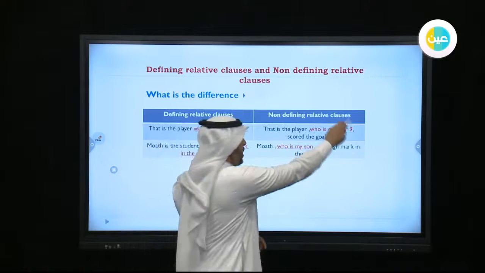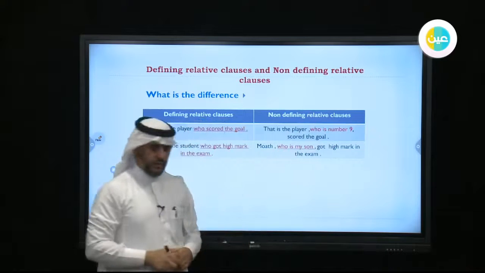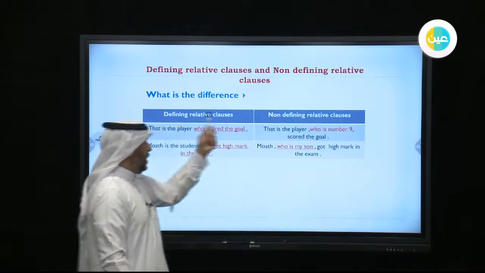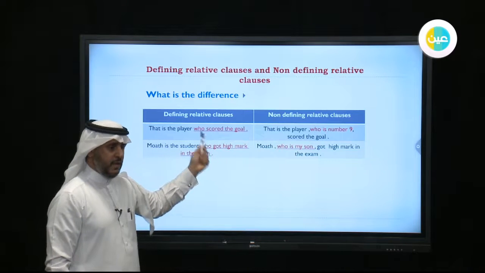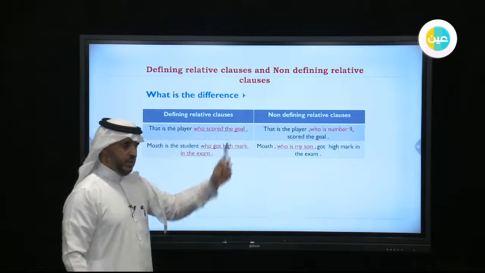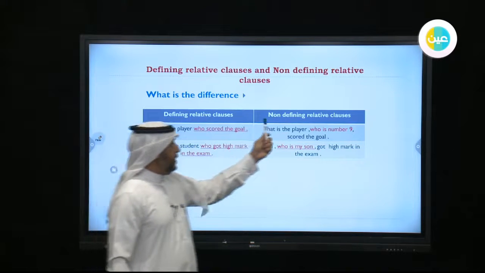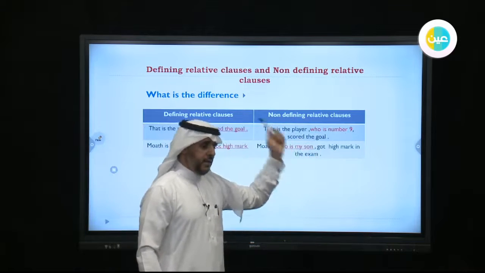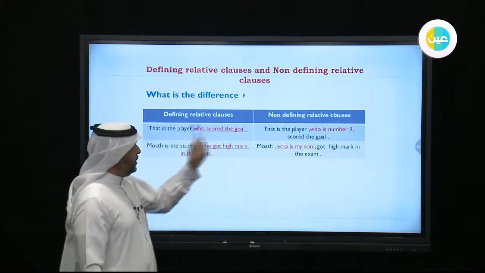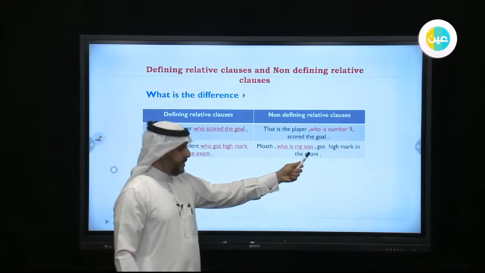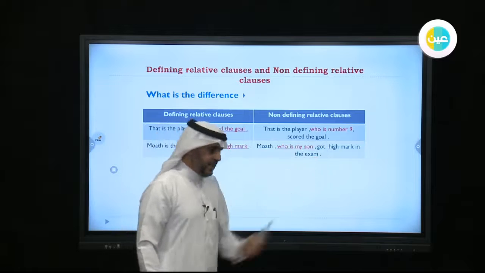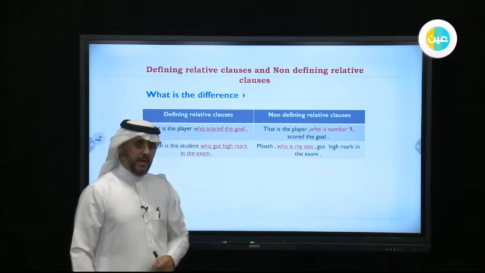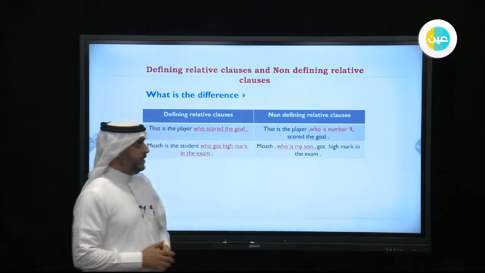إذن ما هو باللون الأحمر هو non-defining relative clause، يعني نستطيع أن نحذف الجملة بدون ما يختل معنى الجملة. ولاحظ الجملة الأولى، هل نستطيع حذف ما هو باللون الأحمر؟ لا نستطيع. So it is defining relative clause. Non-defining relative clause. Look at number 2 again. معاذ, who is my son, got high mark in the exam. This sentence is called non-defining relative clause.